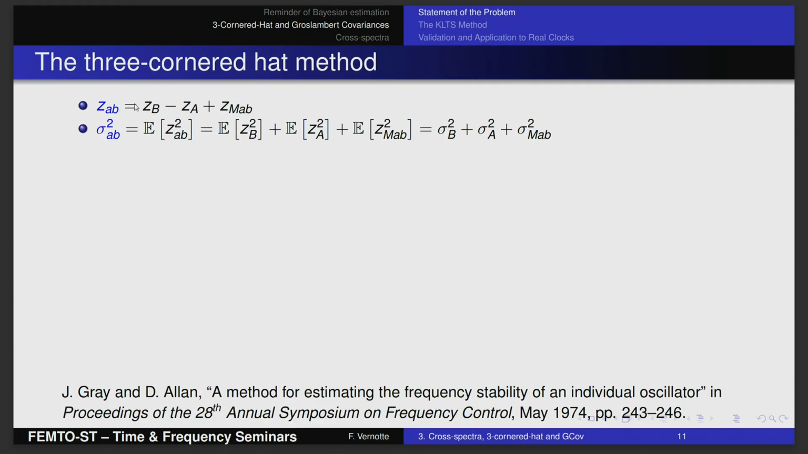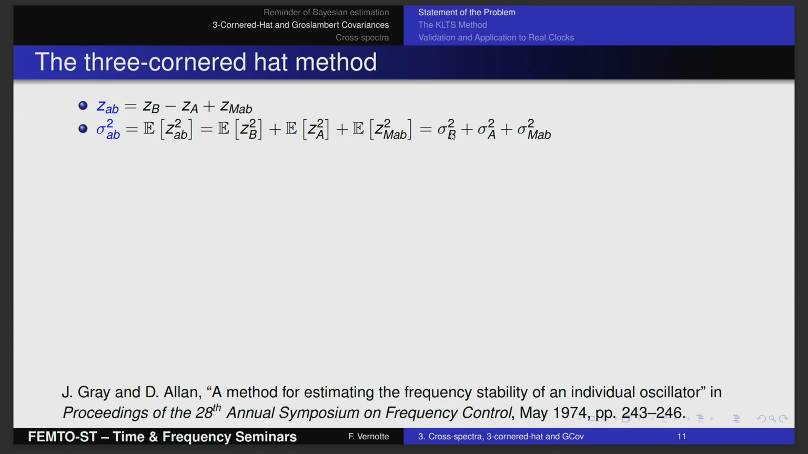So, what is the three-corner hat method? Remember that ZAB is ZB minus ZA plus ZMAB, which stands for the noise of the oscillator, the interval counter. So if you calculate the variance sigma square AB, you have the mathematical expectation of this. So you can say that it's the mathematical expectation of the square of ZB, plus the mathematical expectation of the square of ZA. It's the reason why there is no longer a minus sign here. Plus the mathematical expectation of the square of the noise of the counter.